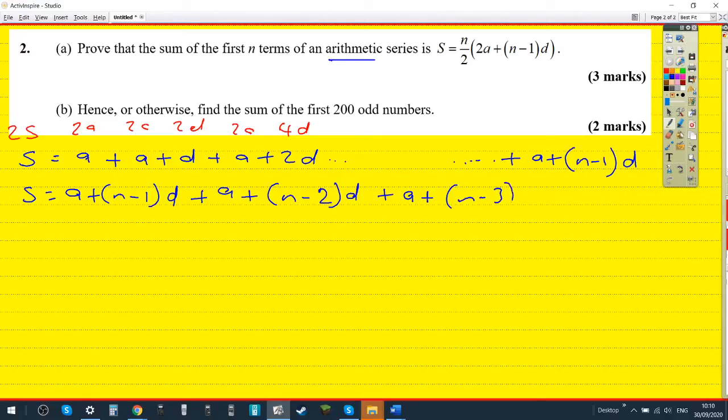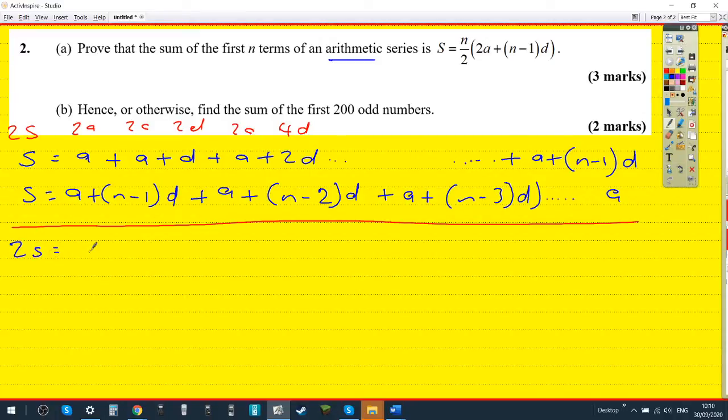N minus 3d. Okay, so you have to add the first and last. So, is that like a plus n minus 1 d? So that'll be, is that 2a plus n minus 1 d? So that is 2a plus n minus 1 d.